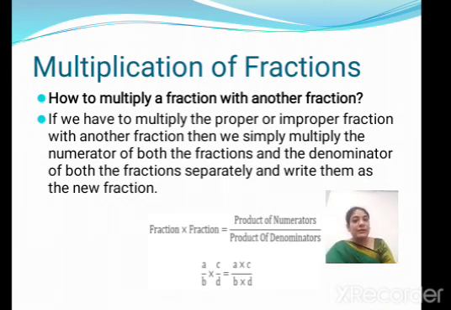Multiplication of fractions. How to multiply a fraction with another number? If we have to multiply a proper or improper fraction with another fraction, then we simply multiply the numerators of both fractions and the denominators of both fractions separately and write them as a new fraction. For example, fraction into fraction will be equal to product of numerators upon product of denominators. Example, a by b multiplied by c by d, so the answer will be a into c upon b into d.